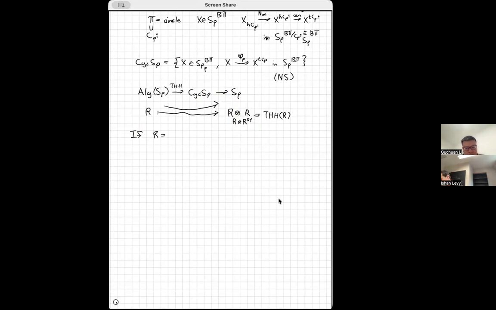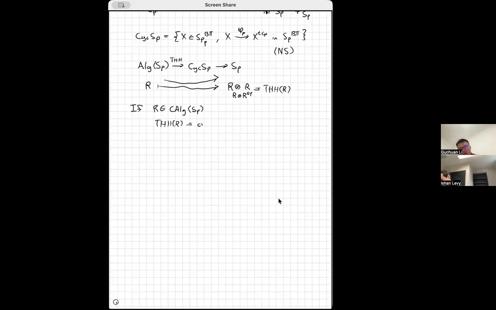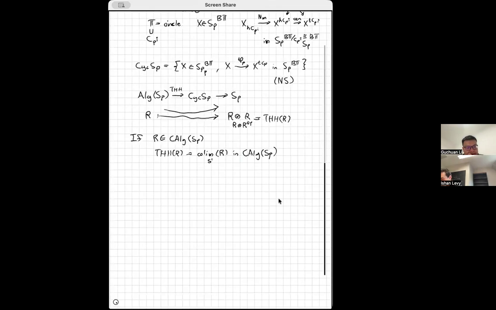If R is actually a commutative algebra, so an E-infinity algebra in spectra, then it's a lot simpler to describe THH. Namely, THH of R in this case is the colimit of the constant diagram over the circle of R in E-infinity rings. So maybe I'll just say in commutative algebras in spectra. Maybe I will just point out that these are symmetric monoidal functors.